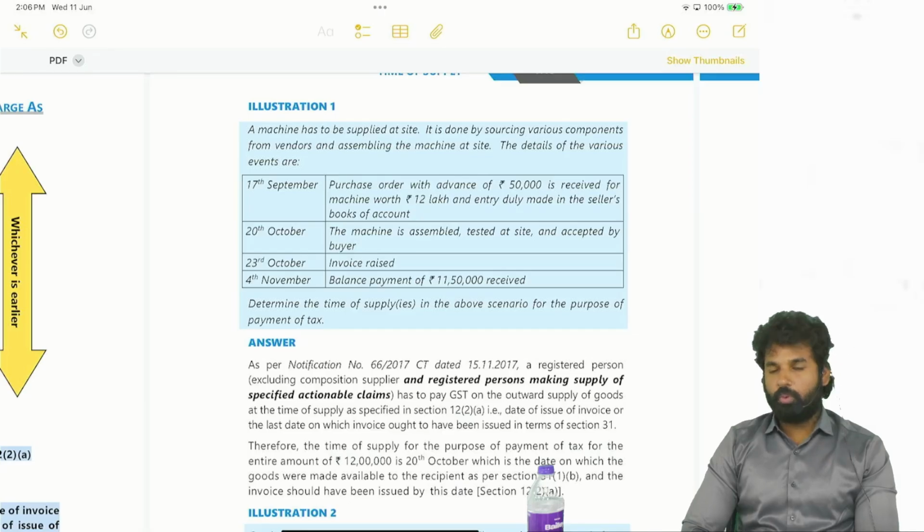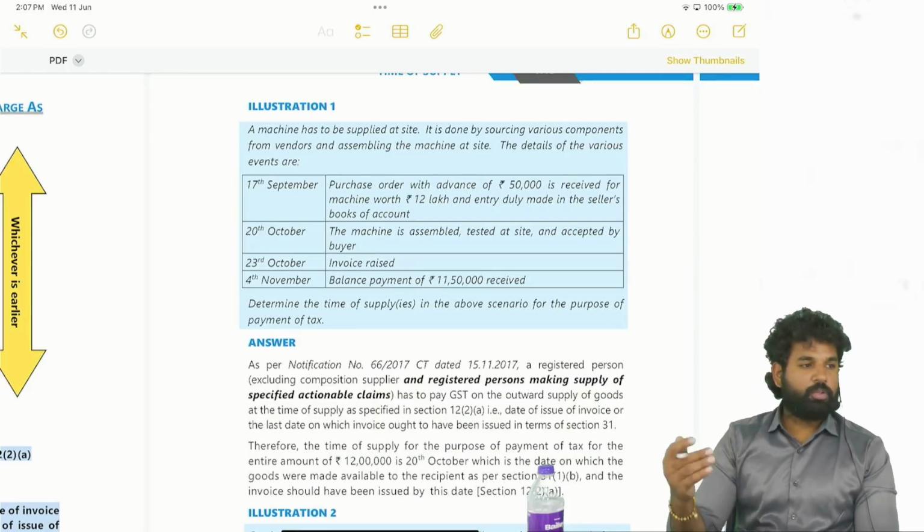With respect to goods. When shall the invoice be issued with respect to goods? If the goods involve movement, on or before the date of removal of such goods. If the goods involve no movement, on or before the date of delivery, on or before the date of making available.